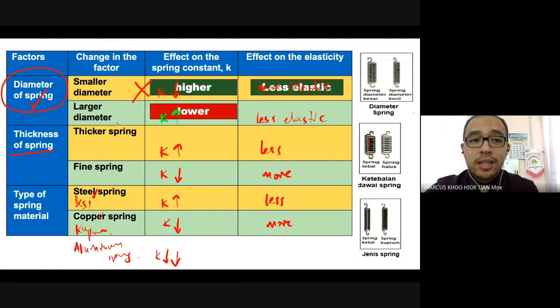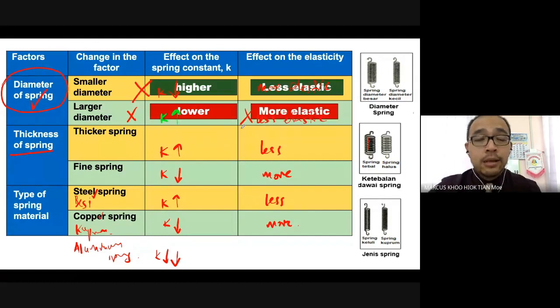Okay, ini minta maaf lah, kalian telah silap. The larger diameter has a lower spring constant, and therefore it is more elastic. Sebab dia besar, dia senang untuk dipanjangkan. So far for the diameter of spring, unfortunately your answers are not correct. So please take note of this.